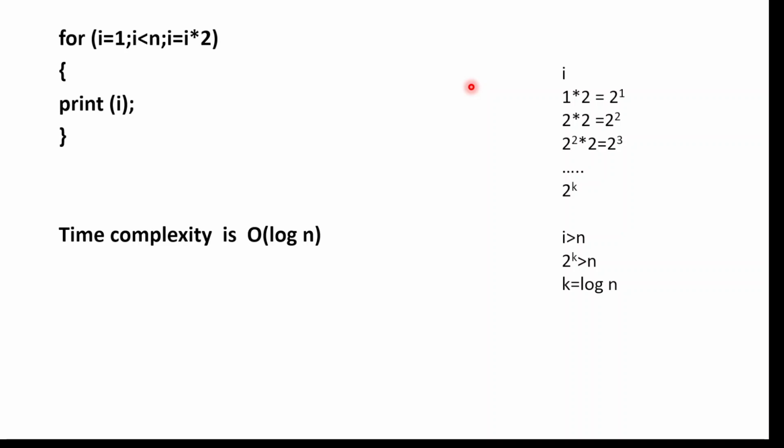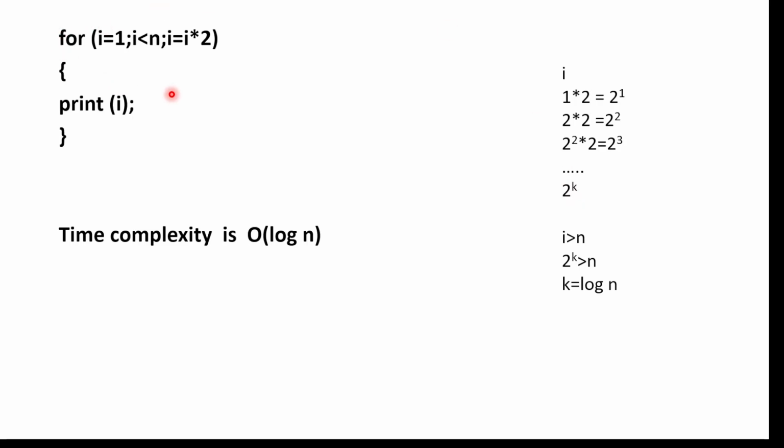So herein we have a for loop where i is ranging from 1 to n, and look into the value of i. Each time it is getting multiplied by 2. So the value of i goes like this. First iteration, the value of i is 1 into 2, which can be represented as 2 to the power 1. Second time it is 2 into 2, which can be represented as 2 square. And the third time it is 2 square into 2, which can be represented as 2 cube. Hence the value of i continues as 2 to the power k.